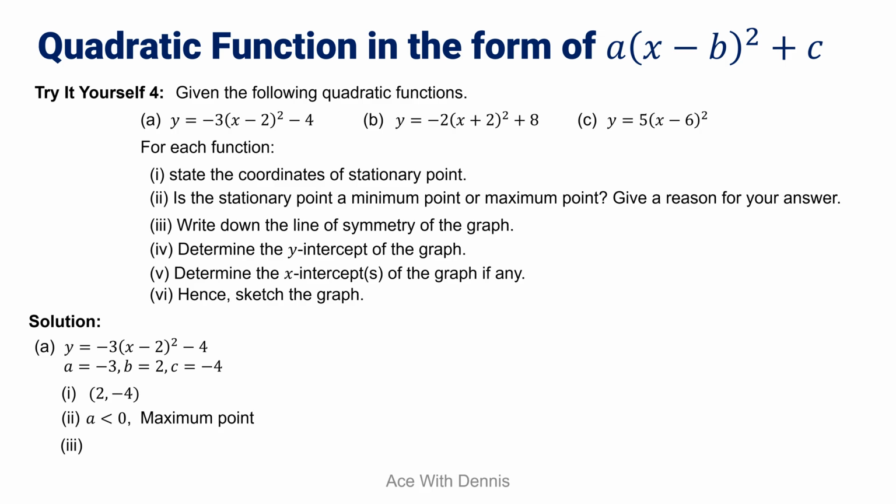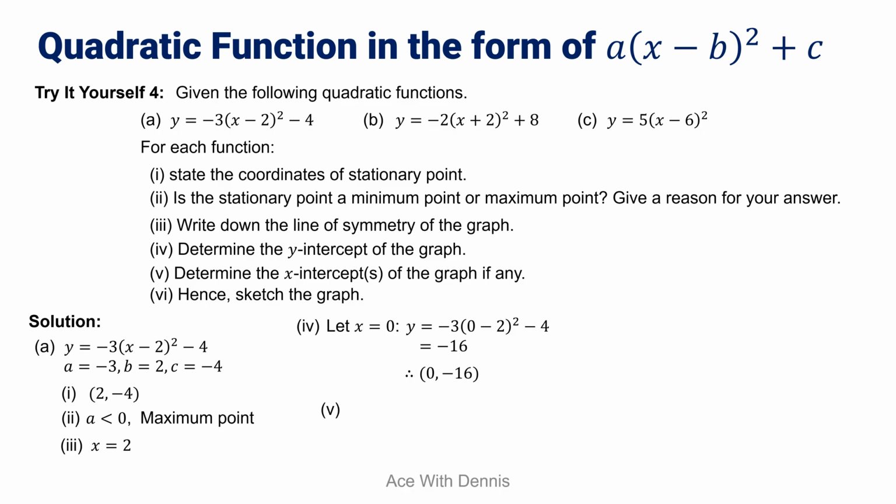Number 3. The equation of the line of symmetry is x equals 2. Number 4. To determine the y-intercept, we let x equals 0. Then the equation becomes y equals -3(0 - 2)² - 4. We calculate the value, we get -16, which means the y-intercept coordinate will be (0, -16).